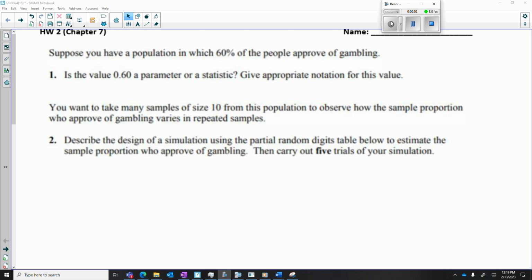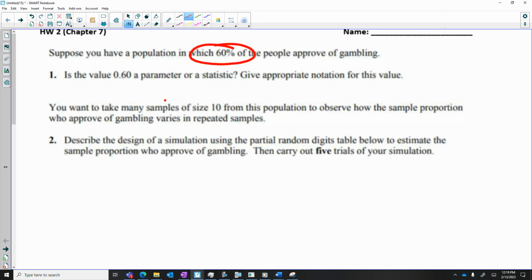This video is in conjunction with homework 2, chapter 7. You guys are going to do page 1 and carry out a few simulations regarding a sampling distribution of p hat. When you read the question, it says that 60% of all people approve of gambling. That's going to be called 0.60, and that's called a parameter because that is the population number.